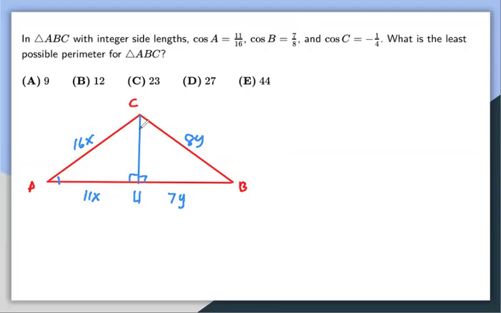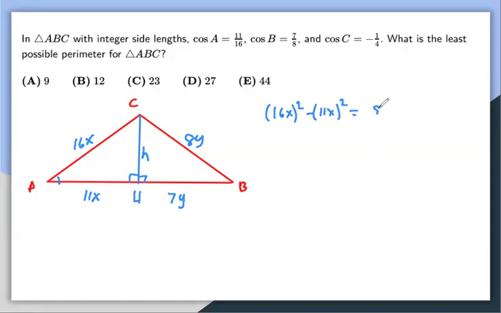So if I use the Pythagorean, so this is h, right? The square of this is equal to the square of this plus the square of this, or you can just take this h squared alone. So that will be 16x squared minus 11x squared. This is going to be equal to h squared.